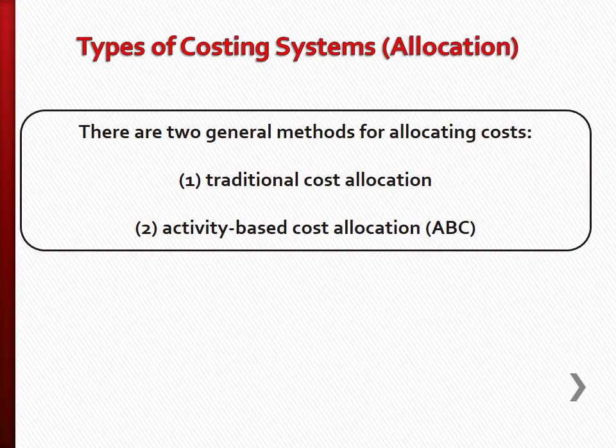In general, there are two methods for allocating indirect cost. By that we mean salaries of supervisors, rent on equipment, depreciation on facilities. There's the first method, which is referred to as the traditional cost allocation method. And then there's the more recent method, which is based on activities and referred to as activity-based cost allocation. We'll begin with the traditional method.